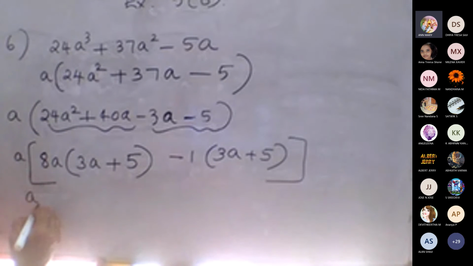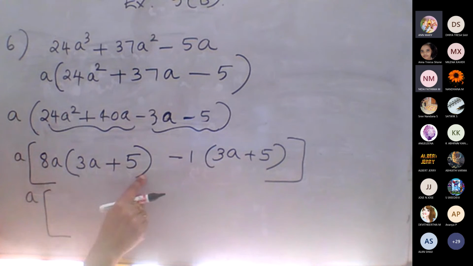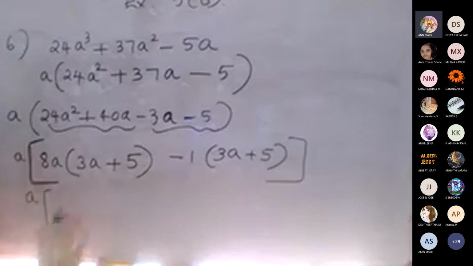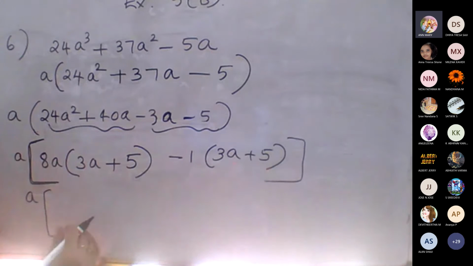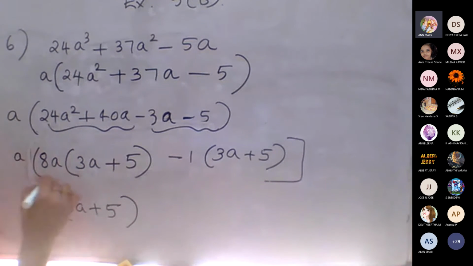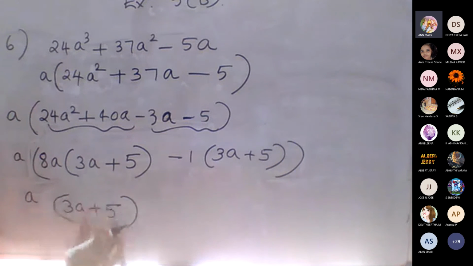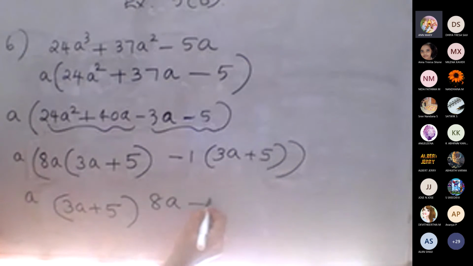So next to a, then 3a plus 5. I'm writing this bracket, at last I will change. 3a plus 5 is common, no? Then, if you want, you can write this as a single bracket, 8a minus 1, here also a single bracket. No problem. Then 3a plus 5, then balance 8a minus 1.